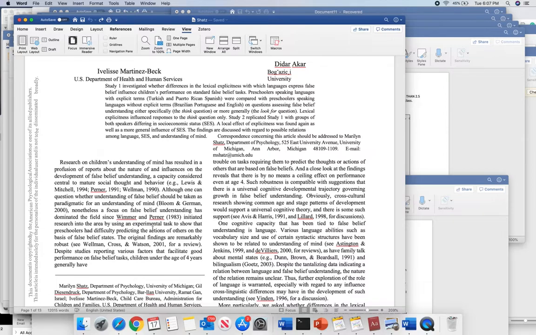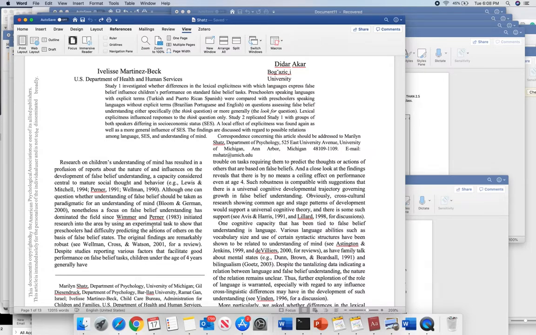And a close look at the findings reveals that there is by no means a ceiling effect on performance, even at age 4. Such robustness is compatible with suggestions that there is a universal cognitive development trajectory governing growth in false belief understanding. Obviously, cross-cultural research showing common age and start patterns of development would support a universal cognitive theory, and there is some such support.